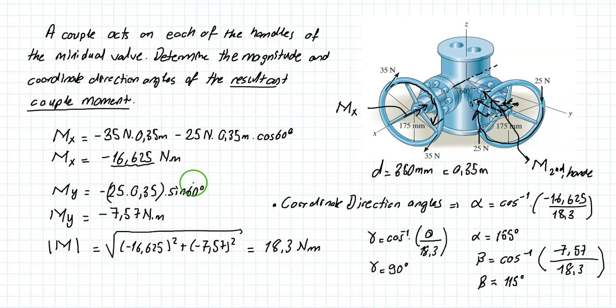Okay, so this is my magnitude of the resultant couple moment, and these are the alpha, beta, and gamma values, the coordinate direction angles, and that concludes the solution of this problem.